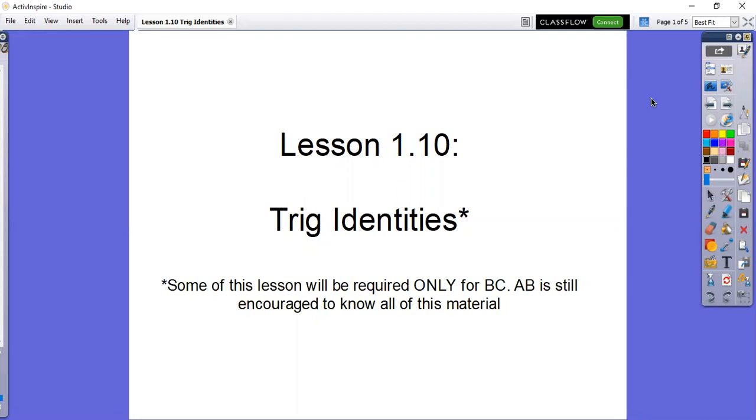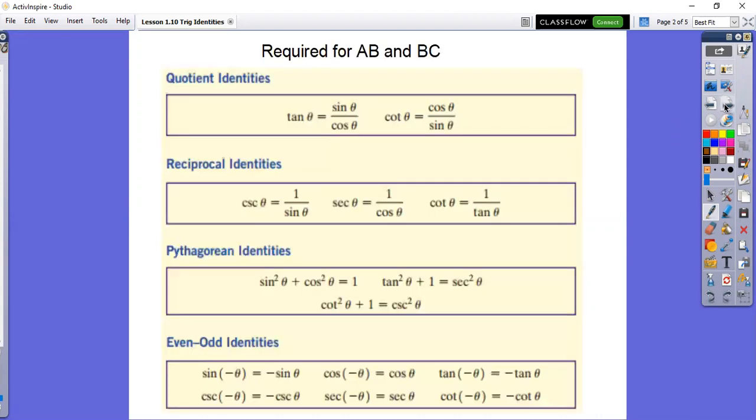Some of these trig identities that we go through are only going to be required for BC. AB, if you're in AB calculus, you're still highly encouraged to know all of this material. But some of these identities, and I'll let you know which ones, are only going to be required knowledge for BC. So let's get cooking.